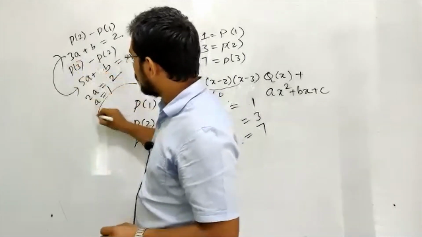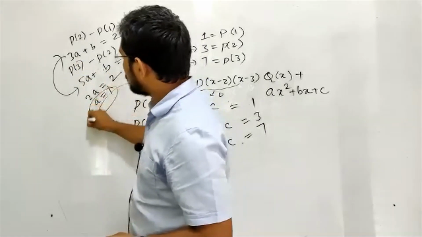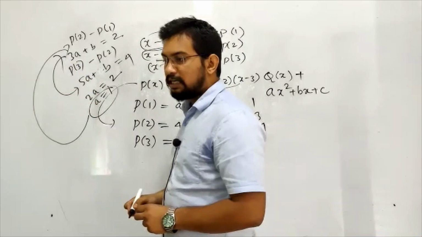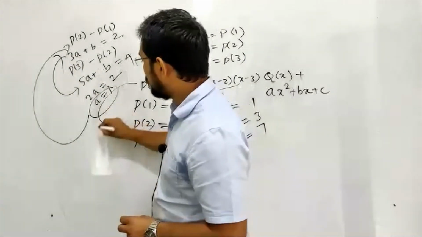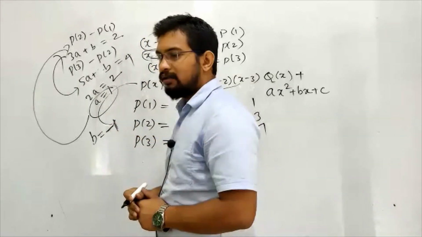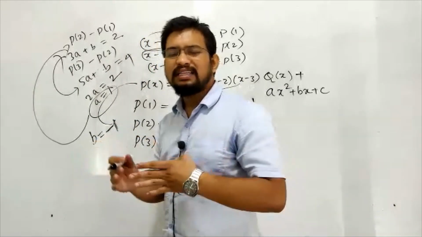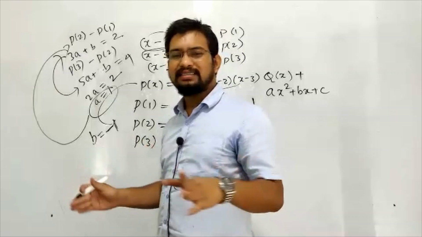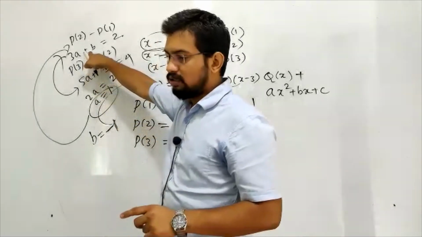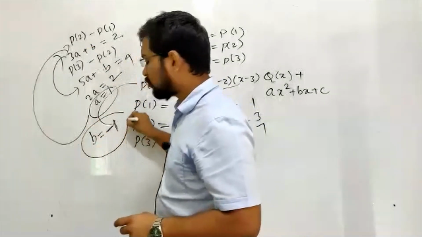If A is 1, substitute this A value into this one. So B will be minus 1. There is nothing new. All the things, whatever you have learned, I'm just revising that same thing. So substitute this A value in one equation, and you'll get the B value.